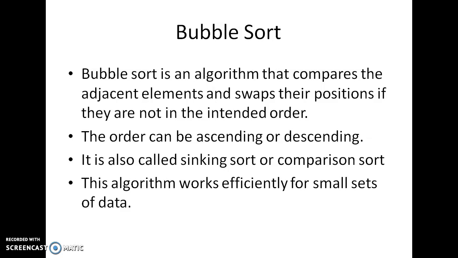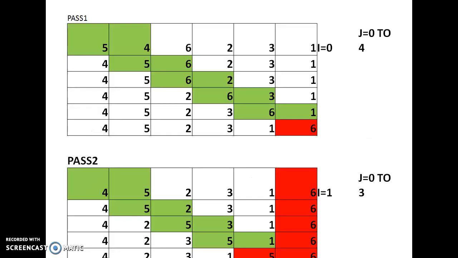This algorithm is called a sinking or comparison algorithm because at the end of every pass either the highest element or the lowest element goes to the intended position. This algorithm works efficiently for small sets of data. Whenever large sets of data come, it will automatically take more time to compare. We'll see this bubble sort algorithm with an example.